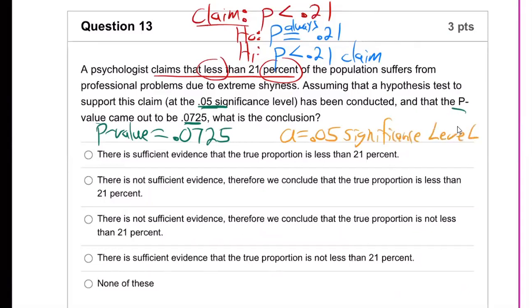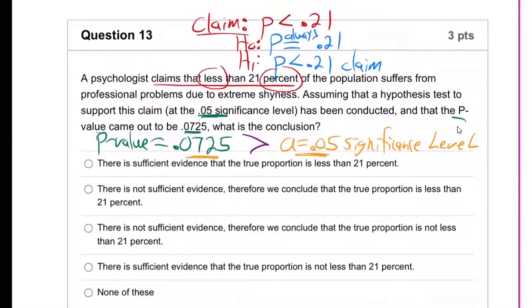And remember what you're supposed to do to draw a conclusion. You're supposed to see if the p-value is higher or lower than the alpha. So you guys tell me, is the p-value higher or lower than the alpha? Higher. Yeah, it's clearly greater. 0.07 is greater than 0.05. Yeah, the p-value is greater. All right, so what does that mean?